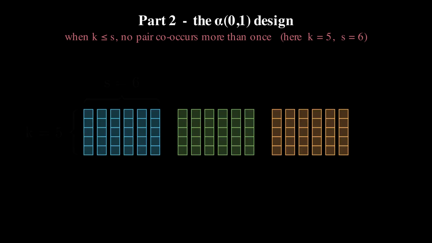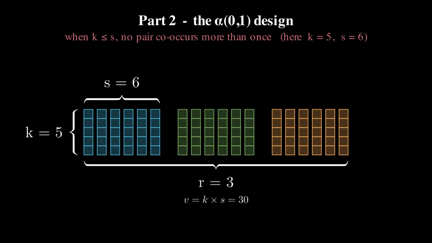Part 2 is a different design, a separate trial, with 30 varieties, illustrating the improved lattice you get when the block size K is at most the number of blocks S. Here, blocks of 5 plots and 6 blocks per replication, K equals 5, S equals 6. 3 replications, 30 varieties in all, since 30 is 5 times 6. Because K is at most S, no pair is ever forced to share a block more than once, the improvement of an alpha-01 design over an alpha-012.